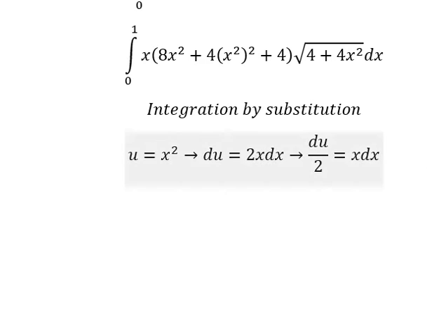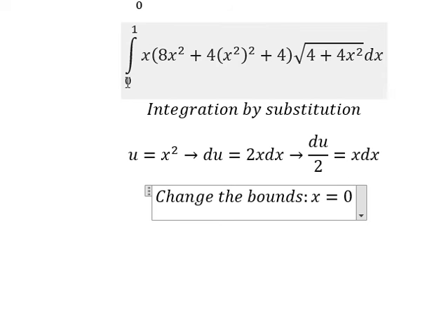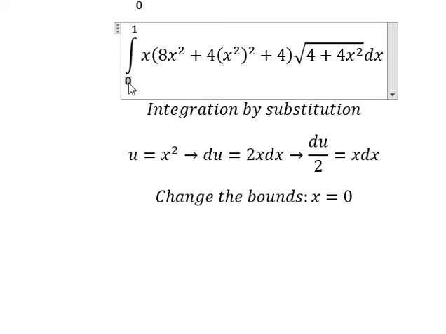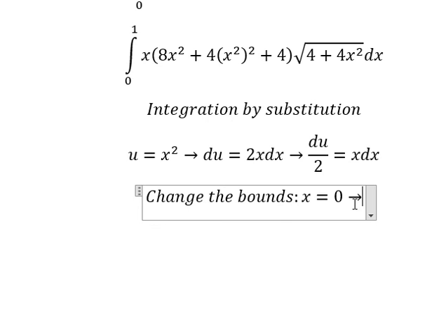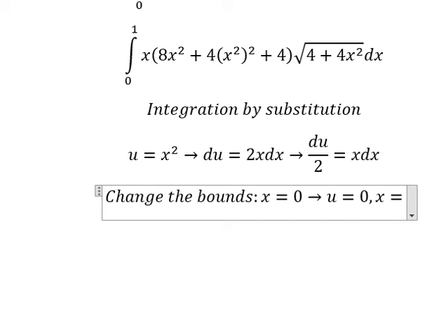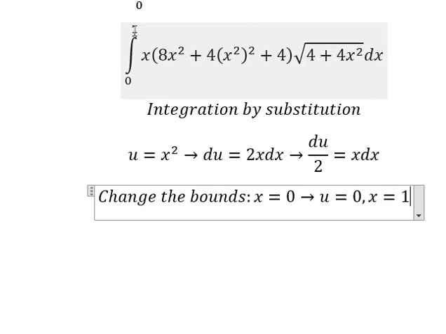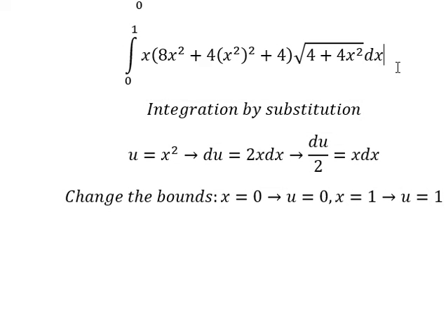Next, we need to change the bounds. When x equals 0, we put 0 here, and u equals 0. When x equals 1, we put 1 here, and we have u equals 1.